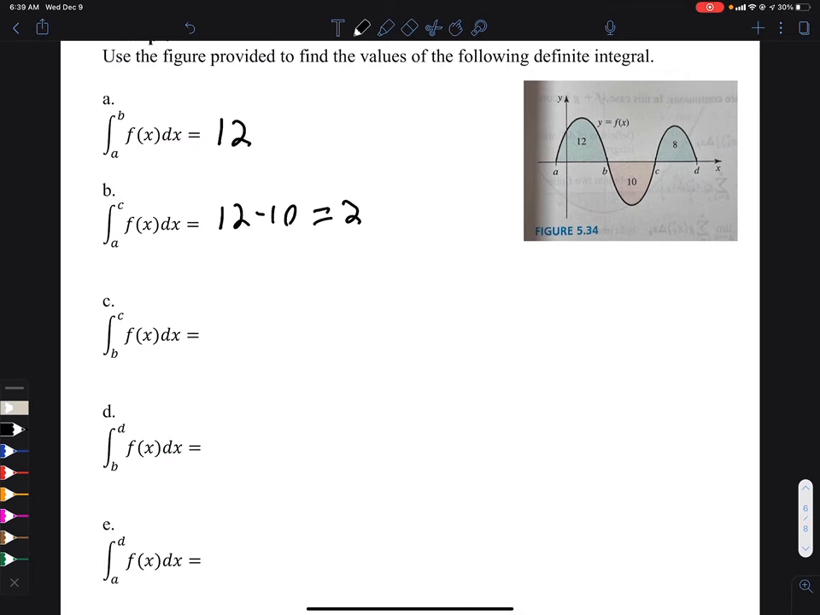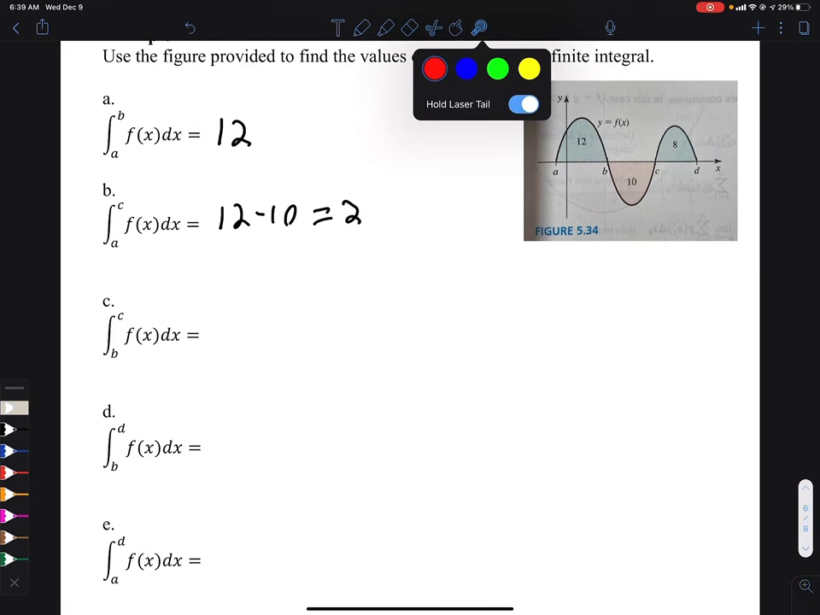Let's keep going. And just a reminder: why is this negative when we find this integral, which is the sum of the rectangles? Because the height of this rectangle is negative because it's below. And the negative is going to give you a negative number. That's why these come out negative.